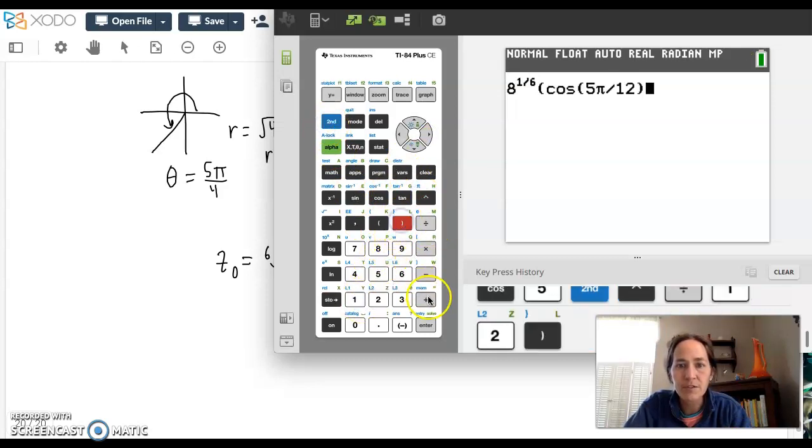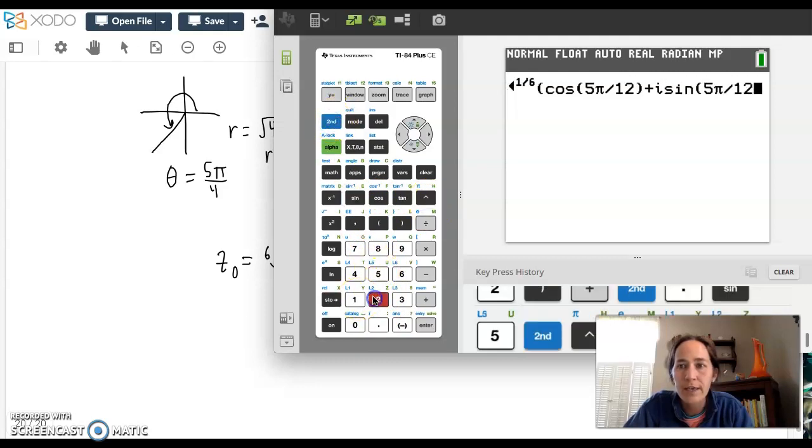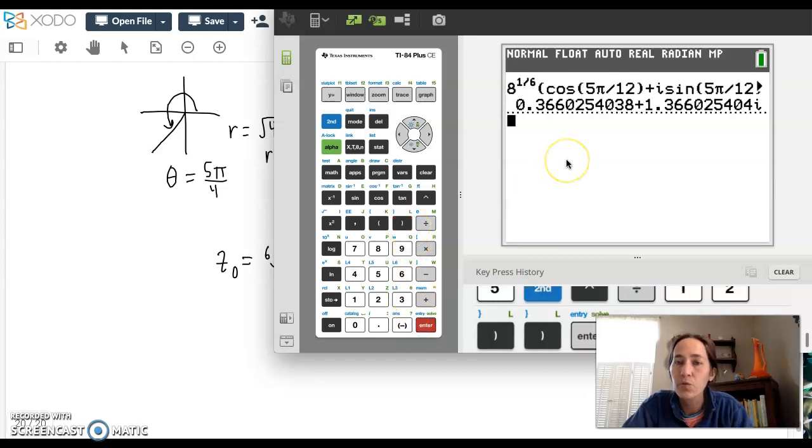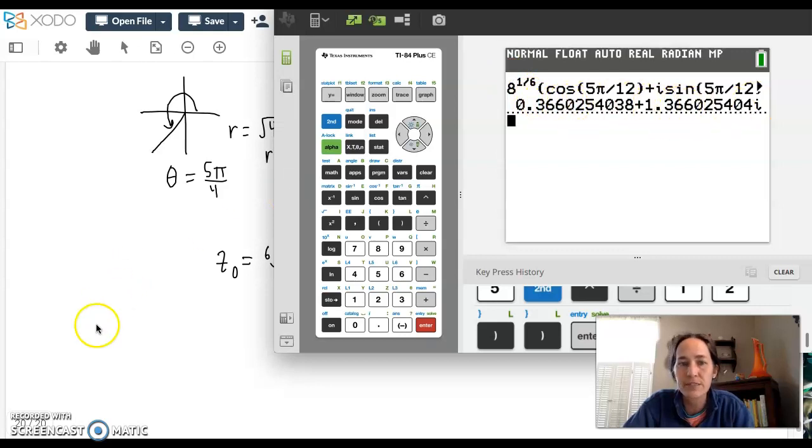Close the parentheses, plus, now here's the cool part, or what I think is the cool part: have you used the i key? It's the decimal that's down at the bottom. So second and the decimal for i, and then the same thing with sine. Sine of 5 pi over 12. Hit enter, and we're going to round this solution and find 2 more. This is our approximation, 0.366 plus 1.366i.